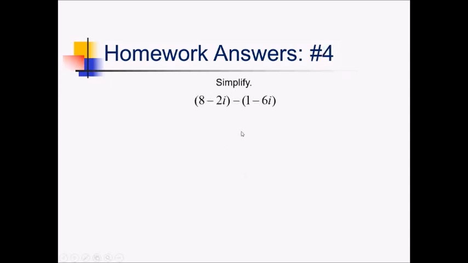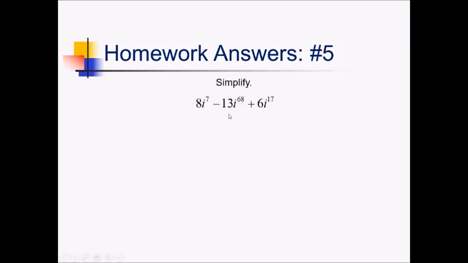To subtract these complex numbers, let's first get rid of the parentheses. This first one drops off pretty much for free. We have 8 minus 2i. This next one, we need to distribute a -1 to those terms. So this is -1 plus 6i. And now we can combine like terms. 8 minus 1 is 7. And then we have -2i plus 6i. That's going to be a +4i.